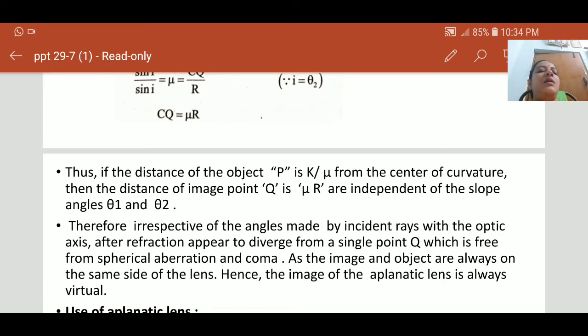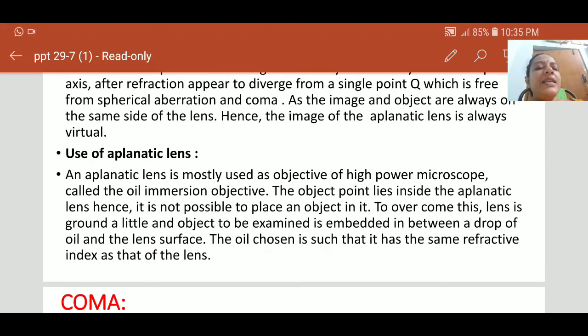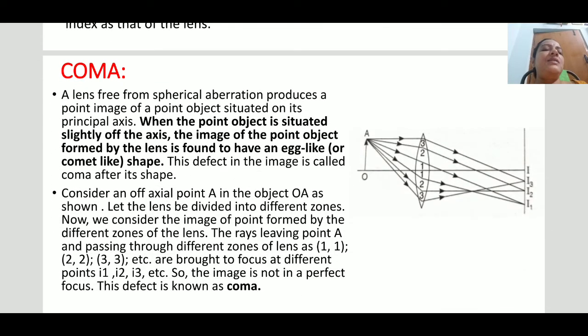So this is the principle of the aplanatic surface, and this aplanatic lens is mainly used in high power microscopes called the oil immersion objective. This is an important thing here. The objective point lies inside the aplanatic lens. Hence, it is not possible to place an object. Suppose this is an aplanatic lens, we have to grind it a little, and the object to be examined is placed in between the drop of oil and the lens surface. So this is the use of this aplanatic lens.